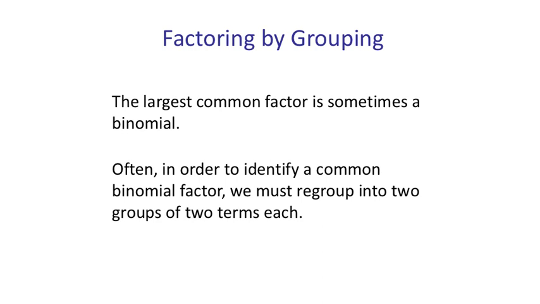So factoring by grouping, usually these will have 4 terms, and then we'll group them 2 terms at a time, like the first 2 and then the second 2. Then from that, we will factor out a binomial from the, I'm going to call it a coefficient, but that may not be correct. Often in order to identify a common binomial factor, we must regroup into 2 groups of 2 terms each. So again, that'd be 4 terms total. If you see 4 terms, generally that means you're going to be factoring by grouping.